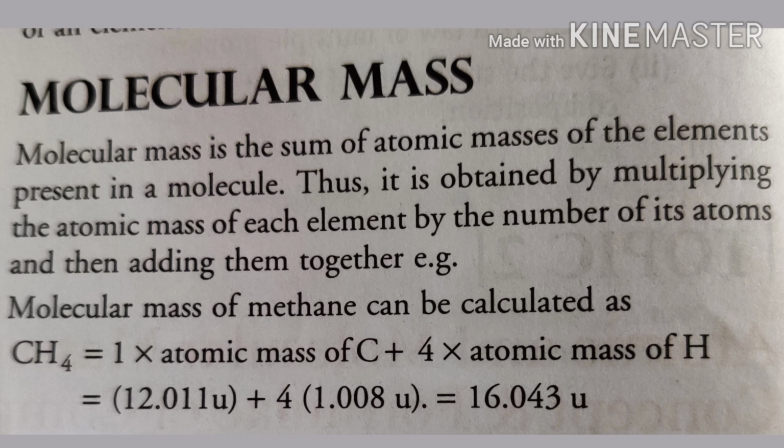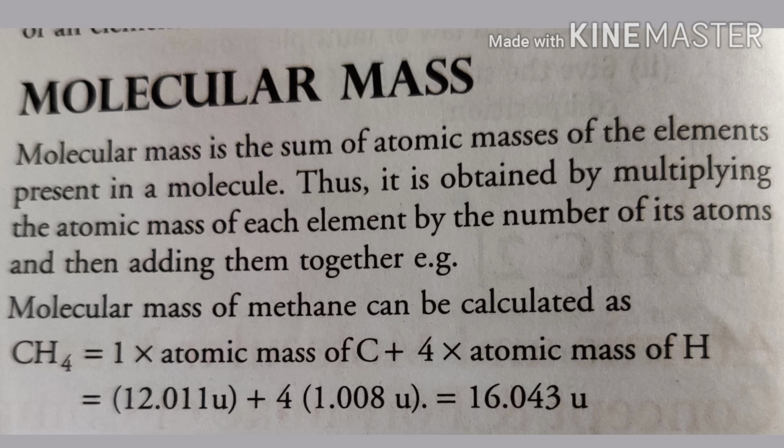So when the formula is written, for example, water, H2O, having 2 atoms of hydrogen and 1 atom of oxygen, that shows the composition of hydrogen and oxygen. So the molecular mass is the sum of atomic masses of the elements present in a molecule of that compound. Thus, it is obtained by multiplying the atomic mass of each element by the number of its atoms and then adding them together.